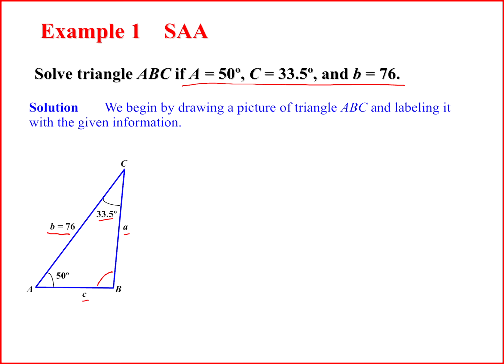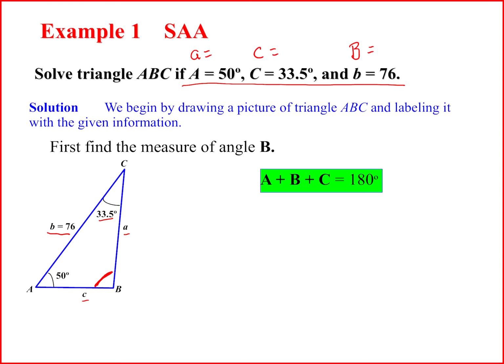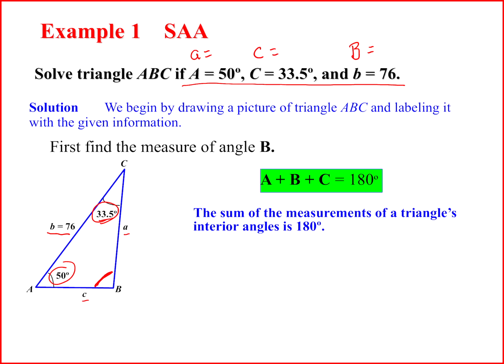So if we think about what we need to find up here, we need to find big B because I don't know it. We need to find little c because we don't know it, and little a because we don't know it. Well, what's the easiest of all those to find? The easiest would be this third angle because we know the three angles have to add to 180. So let's find the measure of angle B. So remember, our three angles have to add to 180. I know two of them. I know 50 and 33.5.